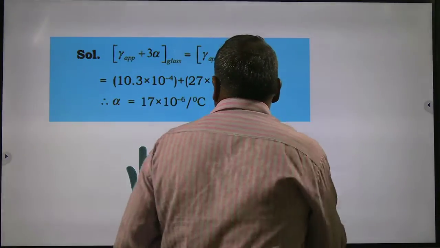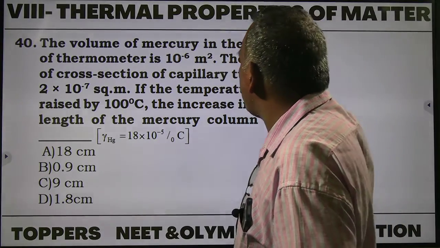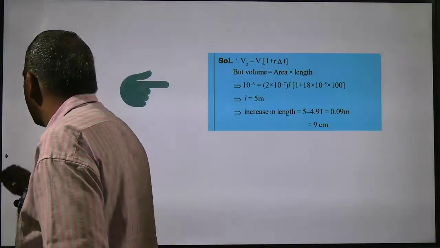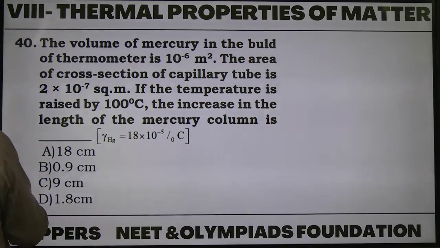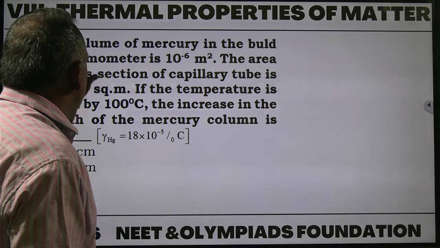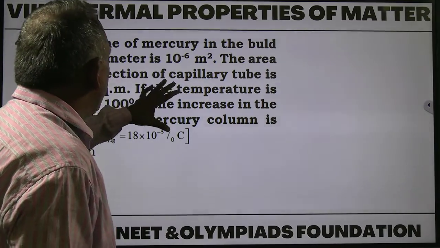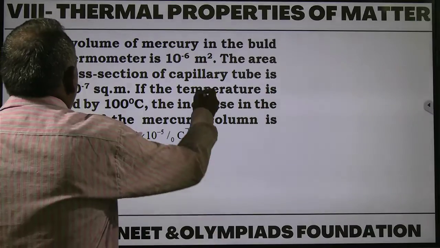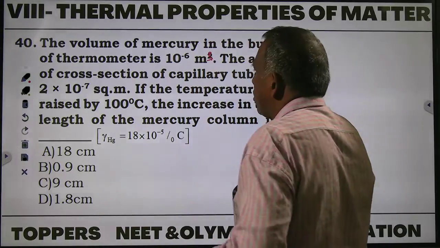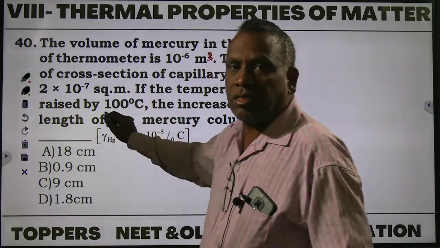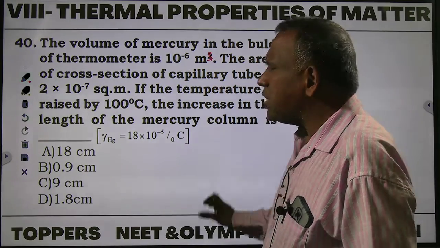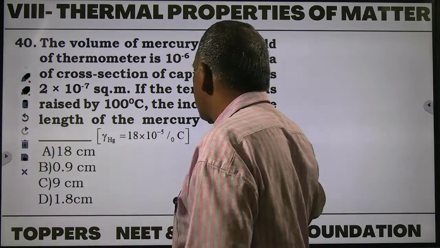Coming to the next question: the volume of the mercury in the bulb of the thermometer, there is a printing mistake here. The volume of mercury present is 10 power minus 6 meter cubed. The area of cross section of the capillary tube is 2 into 10 power minus 6 square meters. The temperature is raised to 100 degrees centigrade, then what is the increase in the mercury level in the column?